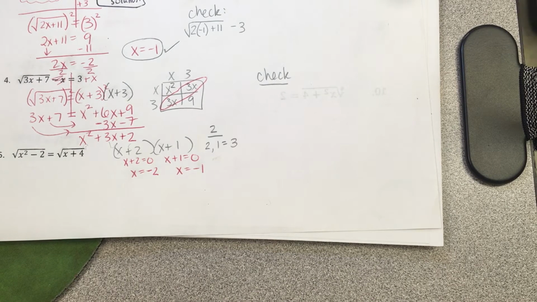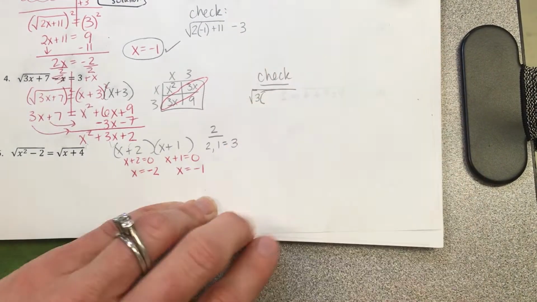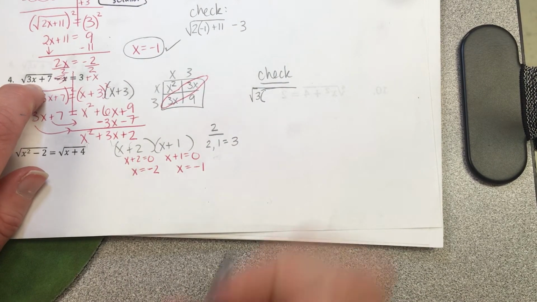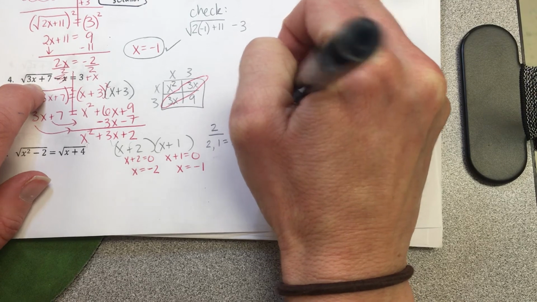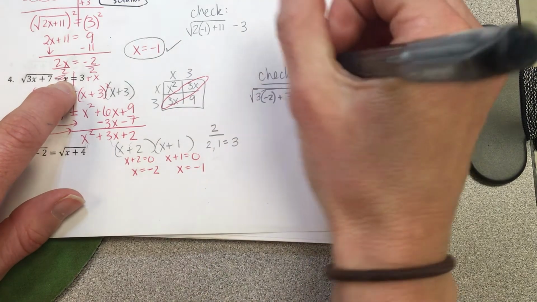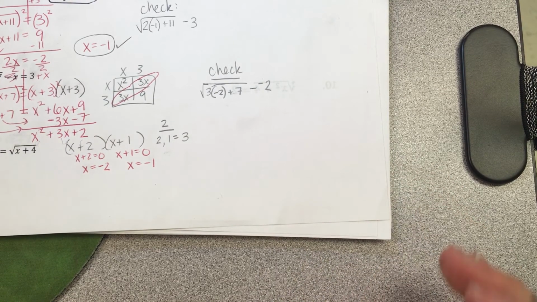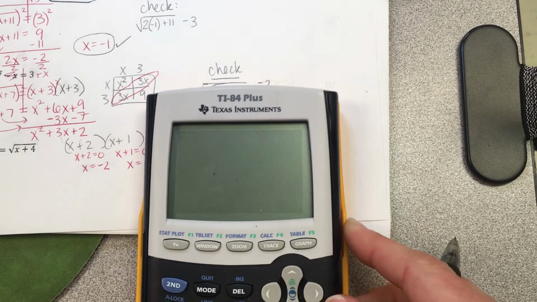All right. When I check my answer, you're only checking one answer at a time. So let me plug in negative 2 everywhere I see an x into the original equation. So square root 3, what am I putting instead of x? Negative 2 plus 7. And then it was minus, and I see another x, I'm going to put in negative 2. Okay? All right, so I'm going to type that in my calculator exactly like that.